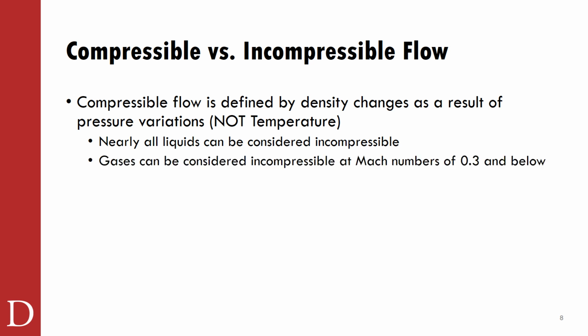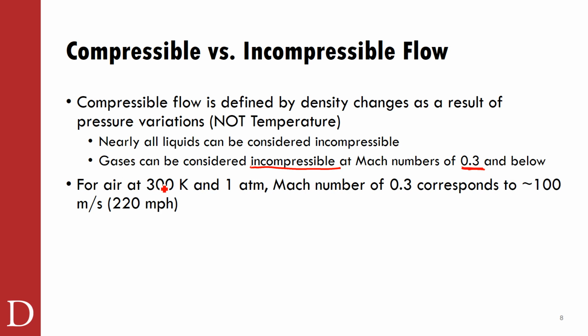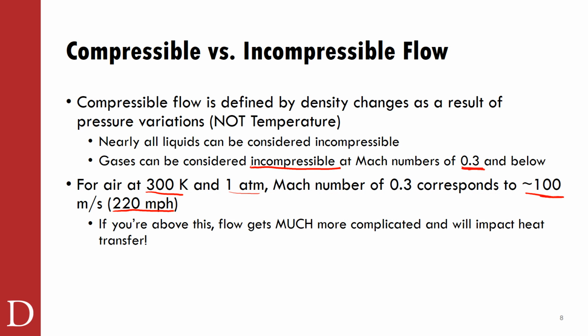Gases, on the other hand, we can compress a little bit, right? We call it incompressible if we're below 0.3 of the Mach number. Mach number is the speed of sound at those conditions with that fluid. For air at a normal temperature, 300 Kelvin, 1 atmosphere, 0.3 of Mach is about 100 meters per second, or 220 miles per hour. So below that, we can say it's incompressible. If we get above that, we've got some crazy things going on. It gets more complicated, and that will also impact our heat transfer, let alone our flow.